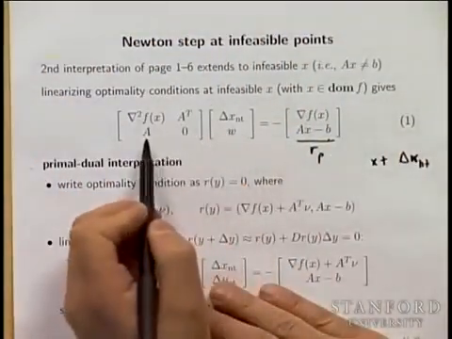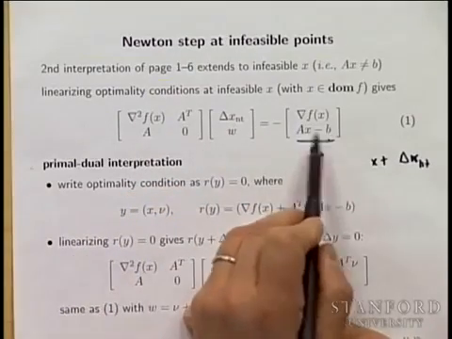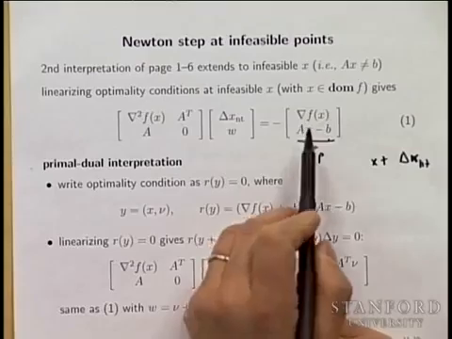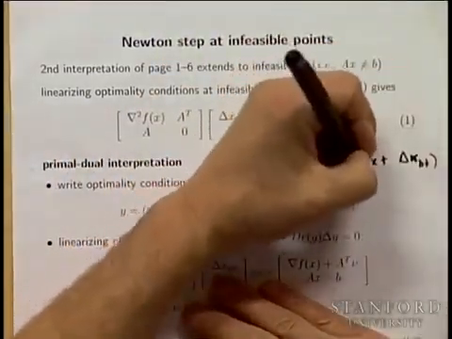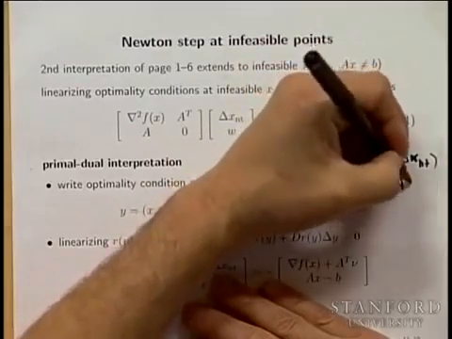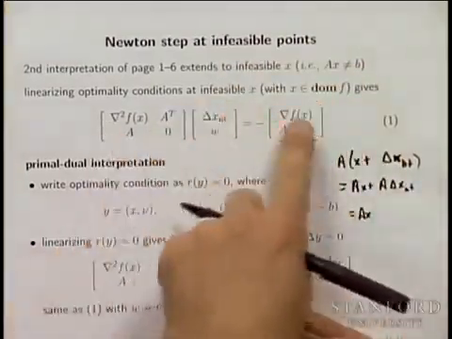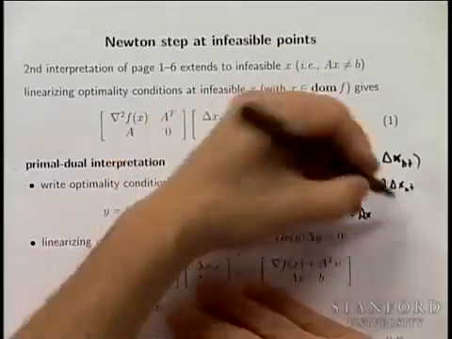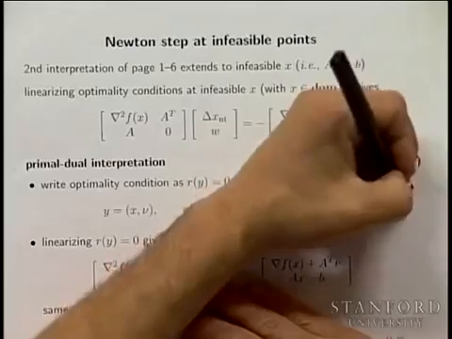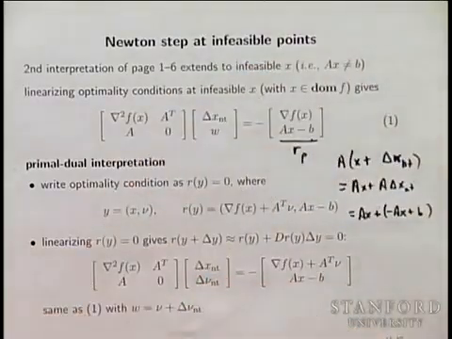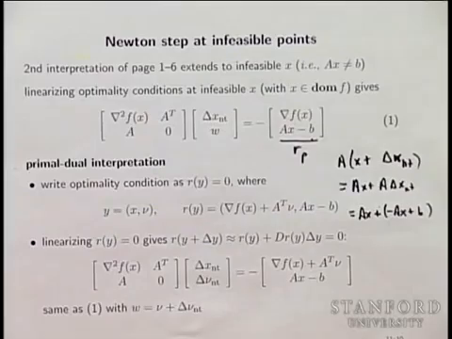This bottom row says A delta x equals minus Ax minus b. So in other words, if I multiply it by this, I get Ax plus A delta x Newton. And from this bottom equation here, A delta x Newton is minus Ax plus b. And I'm done. Okay? So Ax is b. So if you take a full Newton step, you will be feasible.